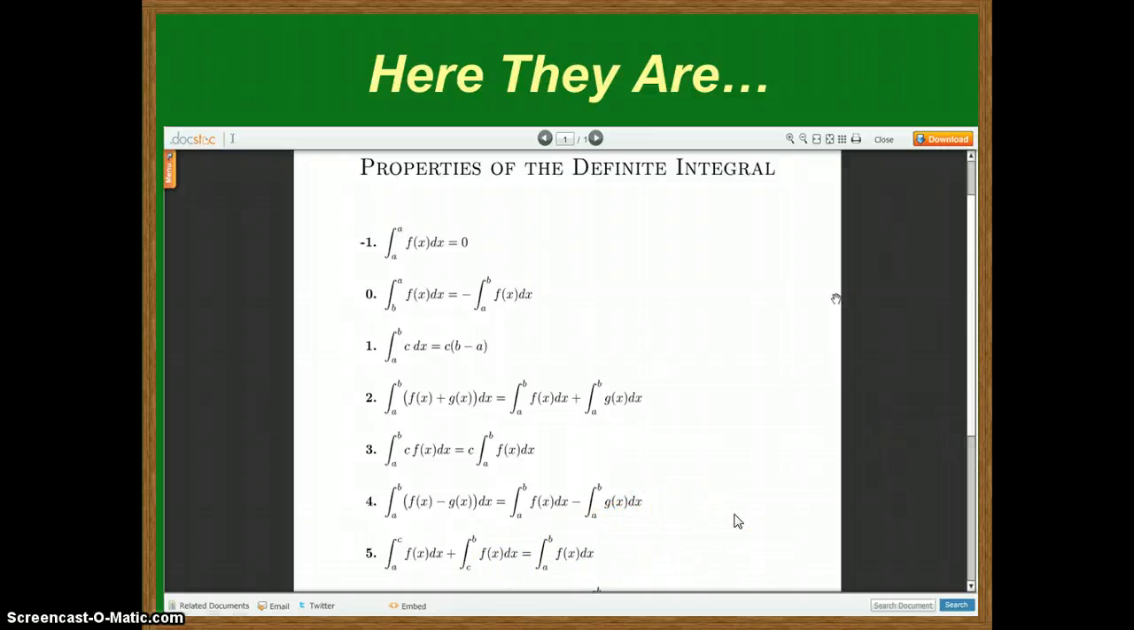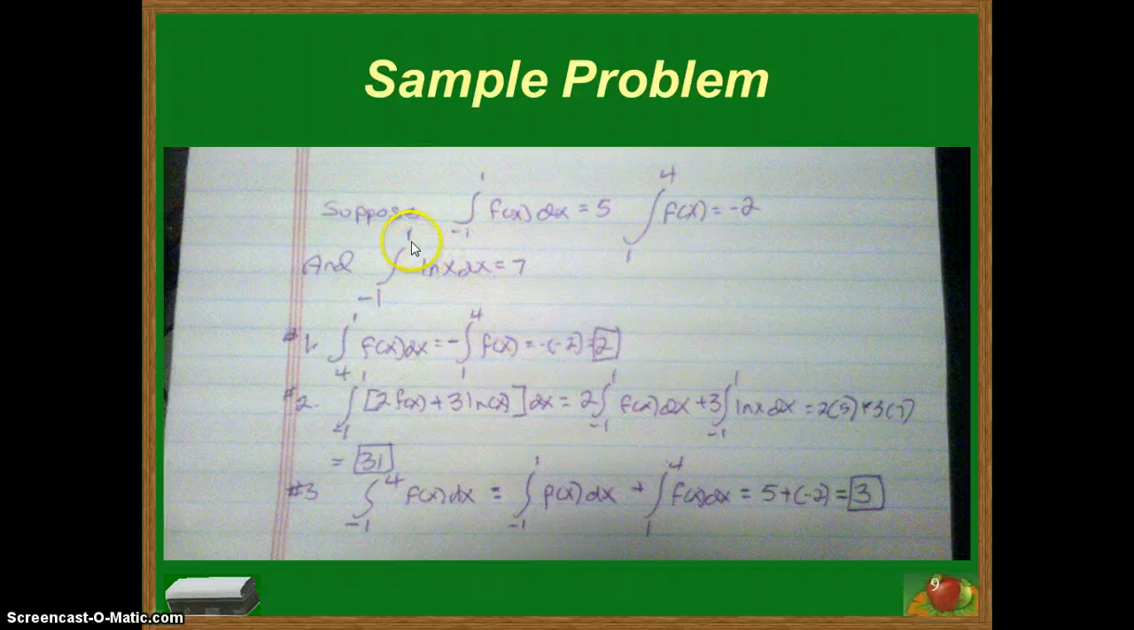Okay? Sample problem. Let's suppose I have an integral. I give you what these areas are. I have the integral of f of x from 1 to -1. That's equal to 5. Integral of f of x from 4 to 1 equals -2. And the integral of natural log of x from 1 to -1 equals 7.